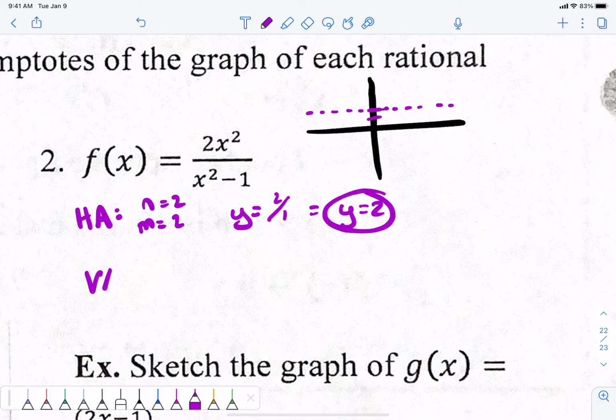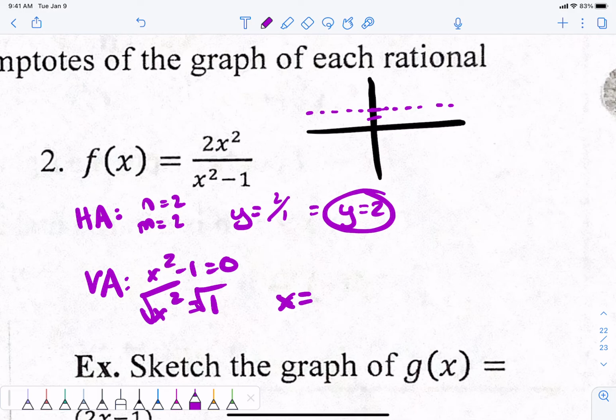Now for this one, when we do the VAs, for VA stuff we set the bottom equal to 0, so x squared minus 1 equals 0. X squared would be +1, and we take the square root. So where's my VA? Plus minus 1. I have 2 of them: a VA at -1, and a VA at +1.